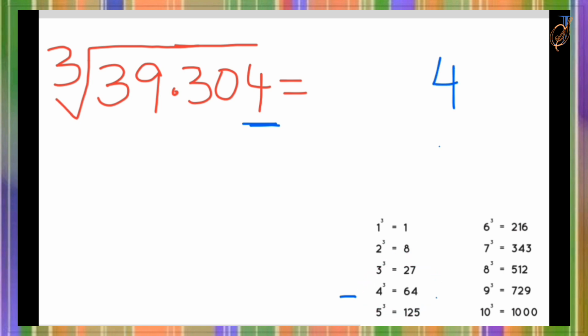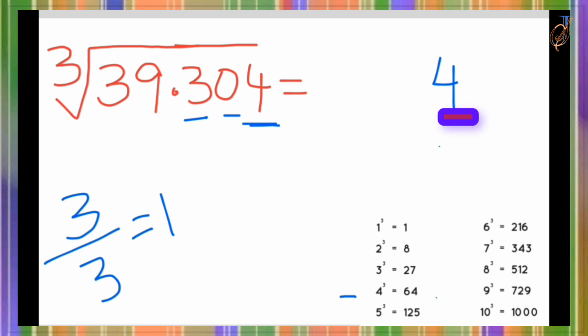Next is decimal point placement. For that, count the number of digits after the decimal point in your original number. So after the decimal point you have 1, 2, 3. You have 3 numbers. Divide this count by the cube number 3. So you will get 1. Place the decimal point 1 place before. So this is the 1 place. Then before it you have to place the decimal point.